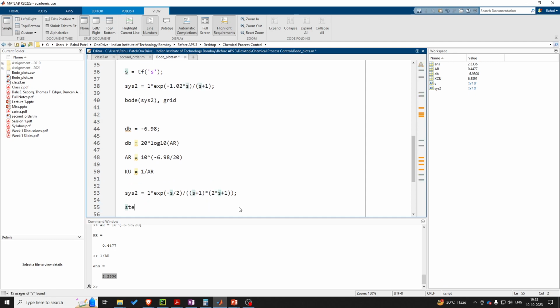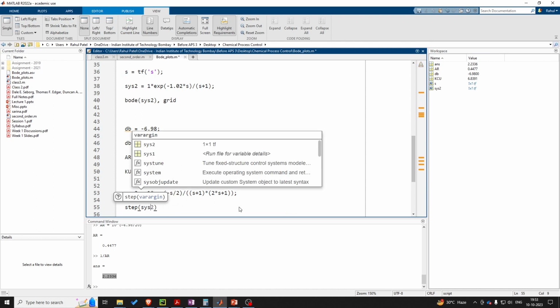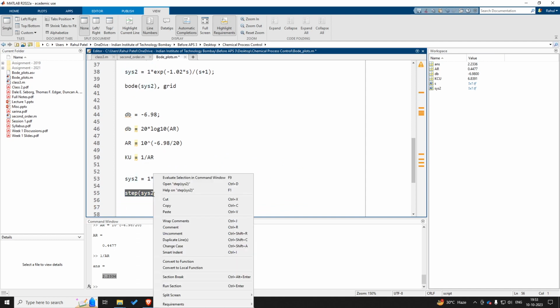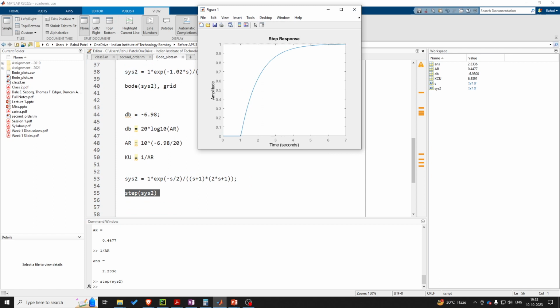We can also plot the response of the system and check how it behaves. If you provide a step input to this system, you can see that corresponding to this measurement lag there is a delay, then the rest will behave in such a manner. It will keep on increasing and then ultimately become constant at some final value.